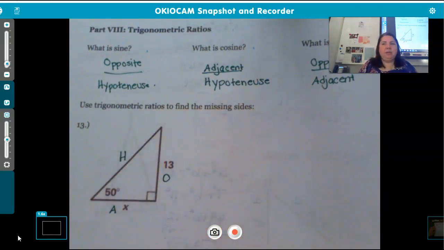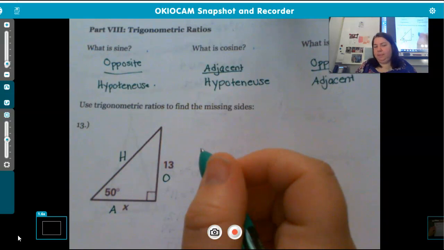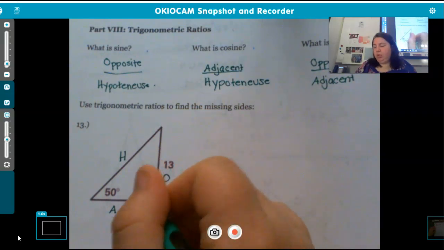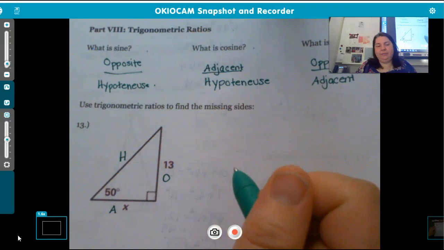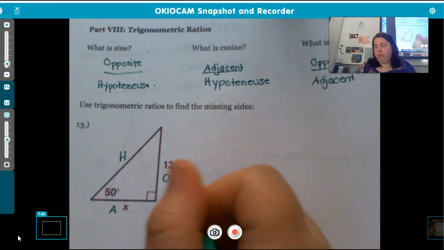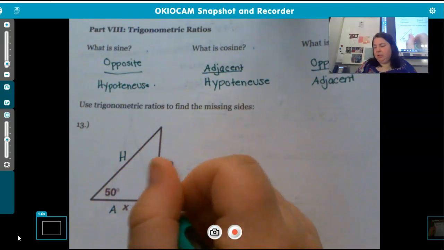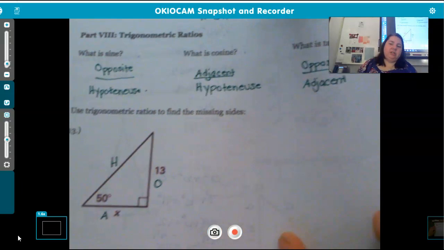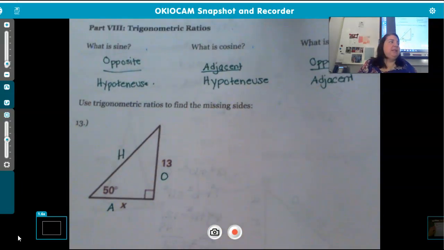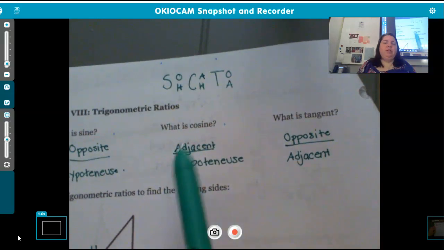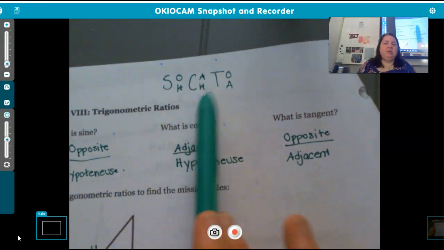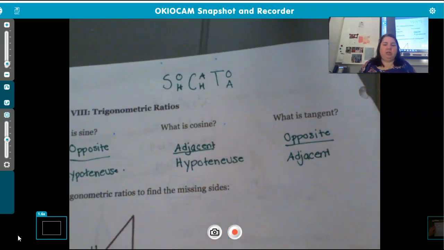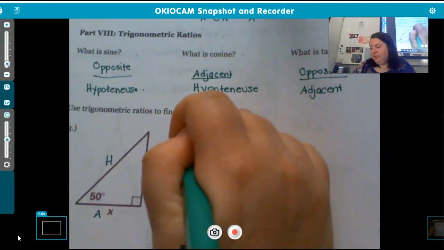Okay, now we can do some math. What two ones do we have? So if I look at x, which one of these functions has an adjacent and opposite in it? Look up at your SOHCAHTOA. Which one of these has both opposite and adjacent? Sine, cosine, or tangent? Tangent.